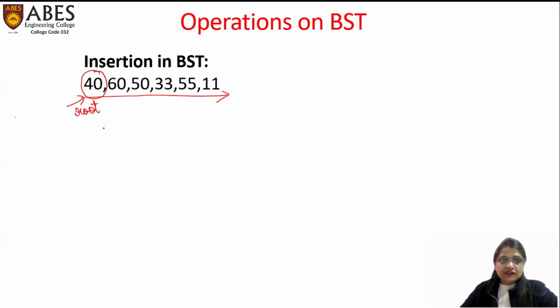Then first we have to insert 40. The insertion will be like this only. After that, the next data item which needs to be inserted is 60. Then we have to compare 60 with this 40. 60 is greater than 40, so it will go to the right side and be placed as the right child of this 40.